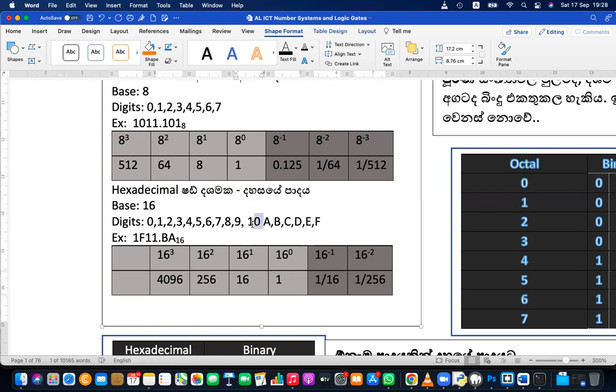This is 1, this is 16. Someone can argue, no, this is just the single digit 10.